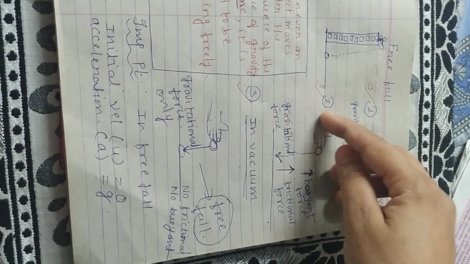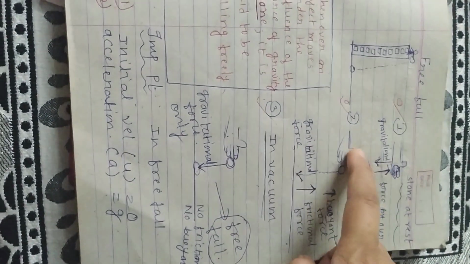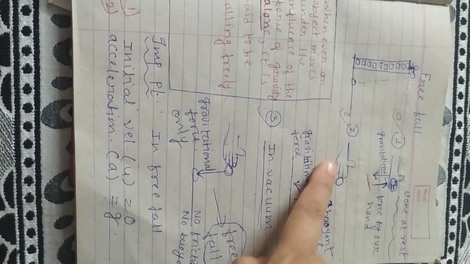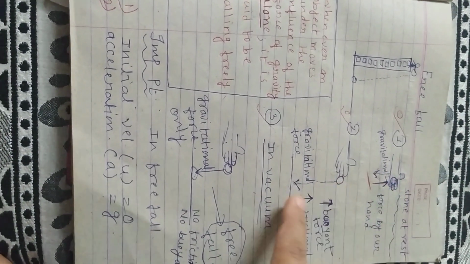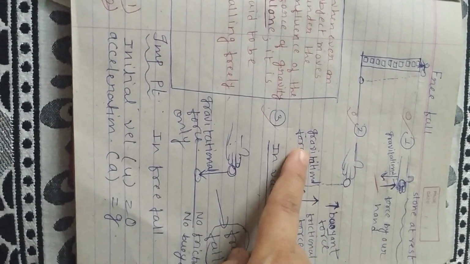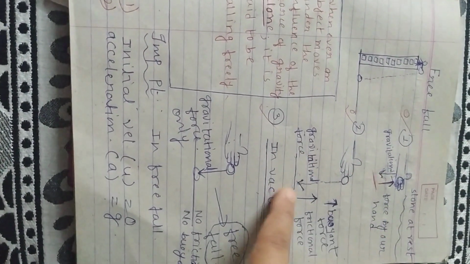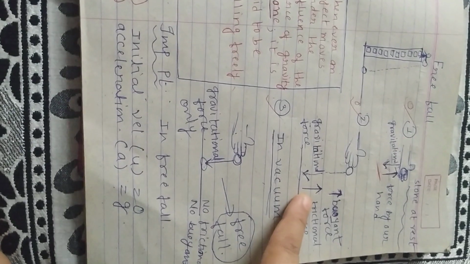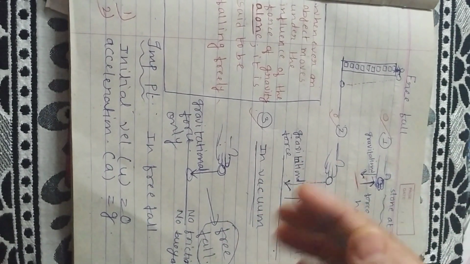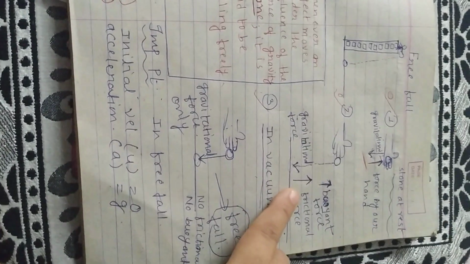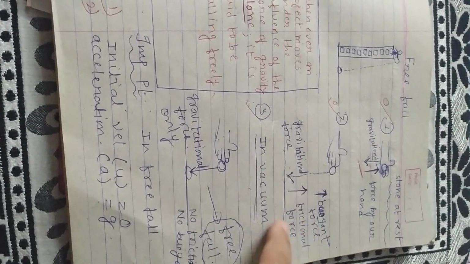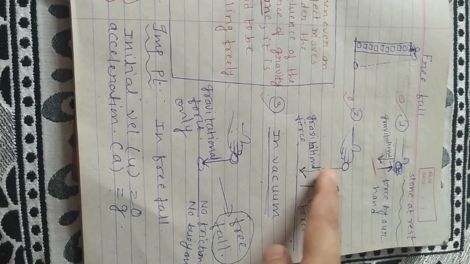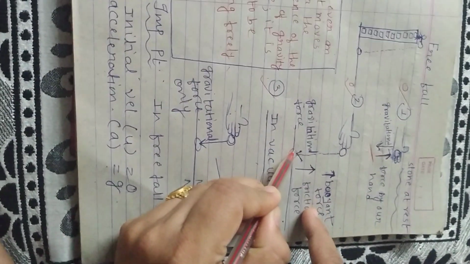It's clear. When we release the stone, the force by our hand will be removed. At that time, 3 forces are applied. Number 1, the gravitational force due to the earth in a downward direction. Second, the frictional force due to the air, because we know there is air in our atmosphere. And third one is the buoyant force. So here 3 forces are applied, but after some time the stone will fall down.